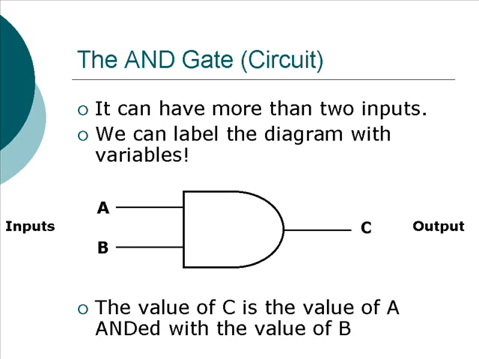The AND gate, also called the AND circuit, can have more than two inputs. And we can label the diagram with variables. So we can call the inputs A and B, the top input A and the bottom input B, and we can call the output C. The value of C is the value of A ANDed with the value of B.